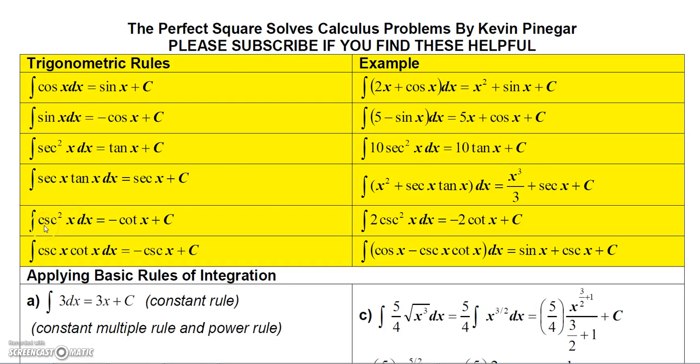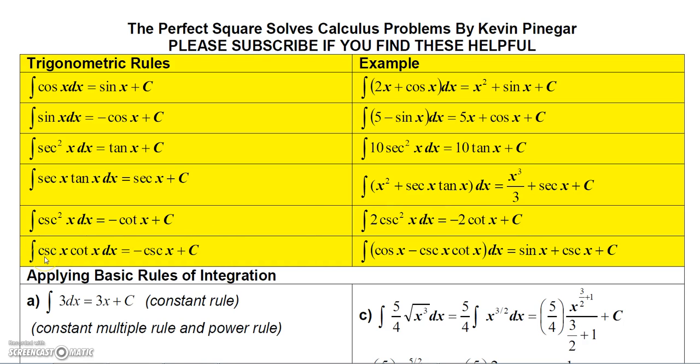And then if you integrate cosecant squared x dx, that's going to equal minus cotangent x plus a constant. That's because when you took the derivative of cotangent x, you got minus cosecant squared. So if you integrate positive cosecant squared, you're going to get minus cotangent x plus a constant. So here I'm integrating 2 cosecant squared x dx, and that's going to integrate to 2 times the integral of cosecant squared, and the integral of cosecant squared is minus cotangent. So 2 times minus cotangent is going to be minus 2 cotangent plus a constant.